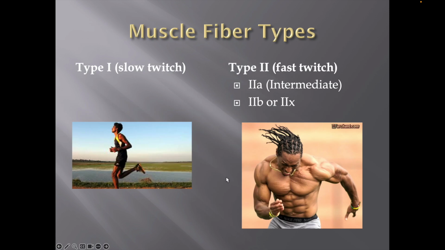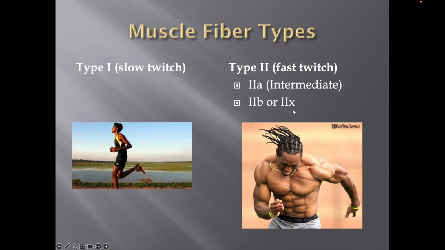Now, with your muscle fibers there are three main muscle fiber types. We've got type 1 muscle fibers, those are considered to be slow twitch in nature. And then we've got two different type 2 muscle fibers, both of which are considered to be fast twitch. We've got type 2A, which are like an intermediate muscle fiber type, and then we've got type 2B or type 2X.